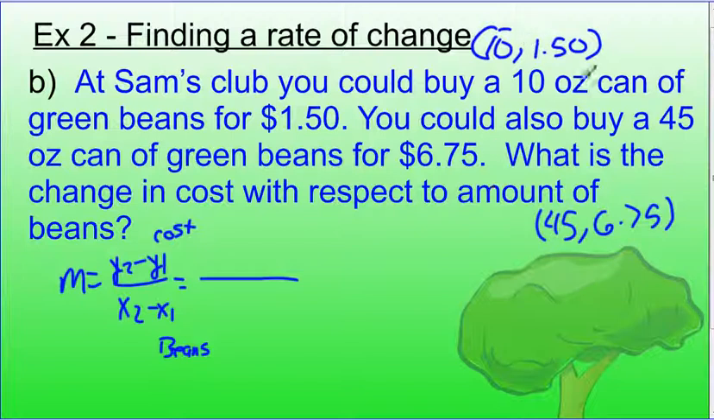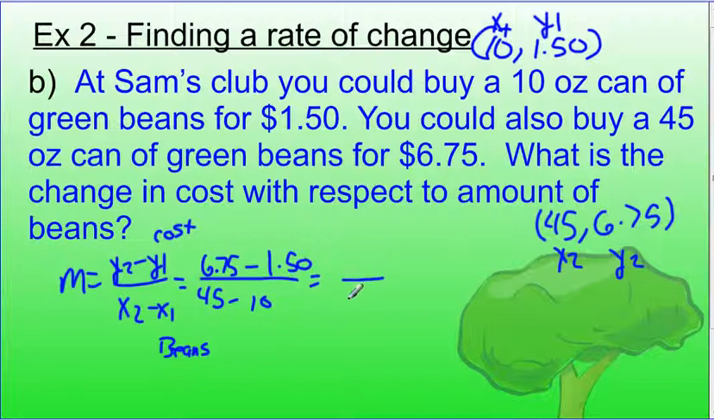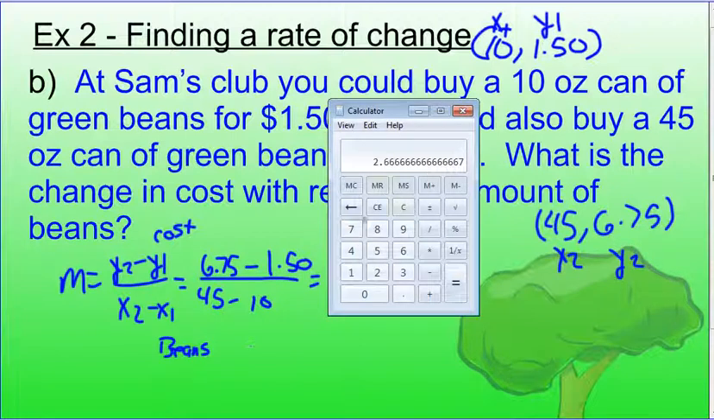So now I have my thing kind of written as points. It makes it a little bit easier for me. So I'm going to call this one x1, y1, x2, y2. So I have beans as my x. I have cost as my y. Okay, so y2 is 6.75 minus 1.5, that's y2 minus y1 over x2 minus x1. The math at the bottom is easier, so I'm going to do that one first. It's 35. The math up top, 6.75 minus $1.50. Handy dandy calculator. 6.75 minus 1.5, 5.25.